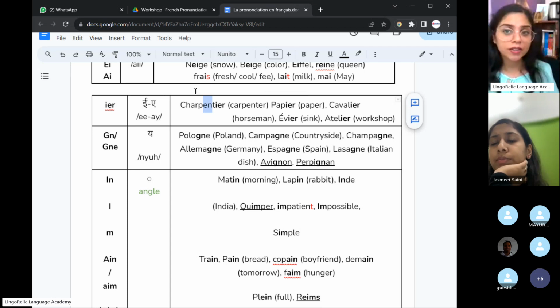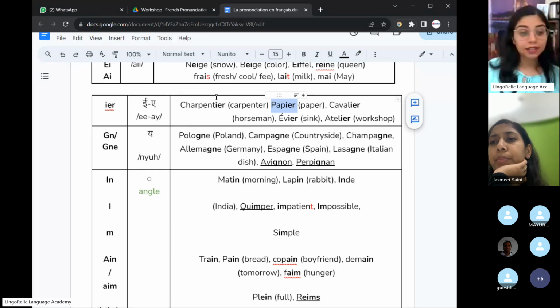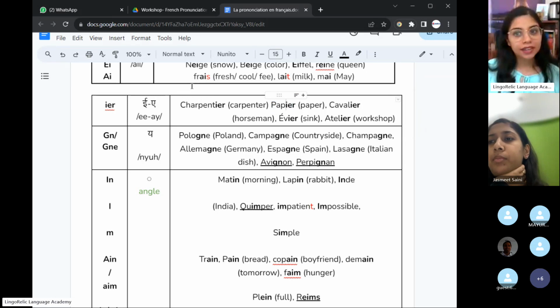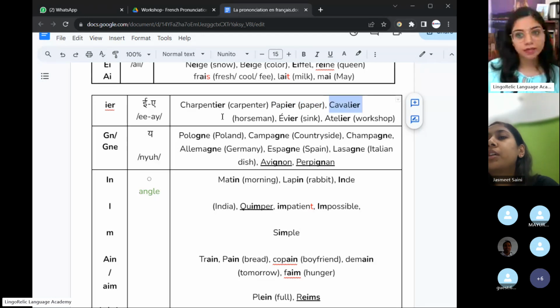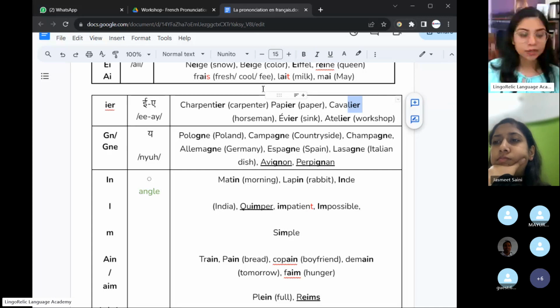Next one. Papier. Break it down. Pa. Okay, and then the second syllable is pier. Papier, which is paper. Next one. Cavalier. Again, ca is the first syllable, va is the second syllable, and lier is the third syllable.